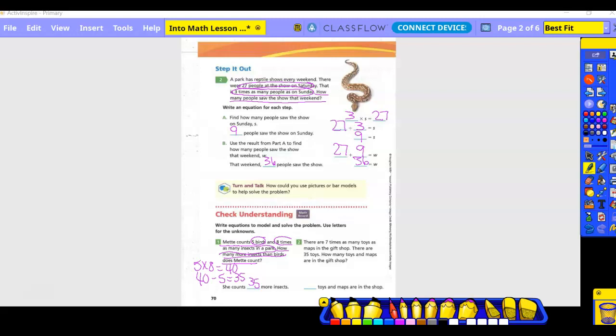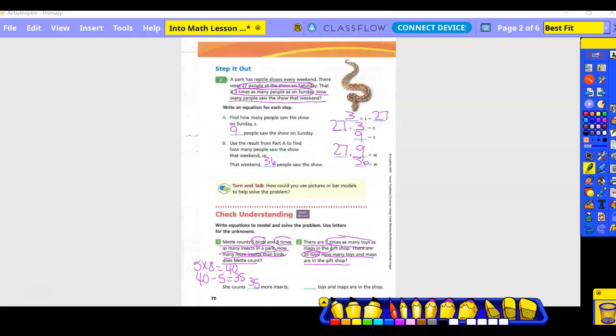Okay. Number 2, there are 7 times as many toys as maps in the gift shop. There are 35 toys. How many toys and maps are in the gift shop? So 7 times as many toys as maps, and then 35 toys. How many toys and maps are in the gift shop? Okay, so we need to figure out how many maps there are, right? Do we know how many maps there are? No, so we're missing that part, correct?